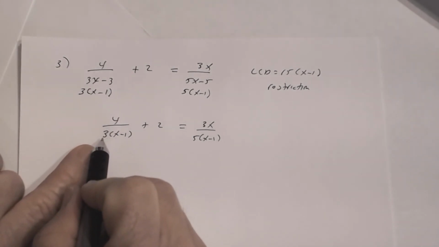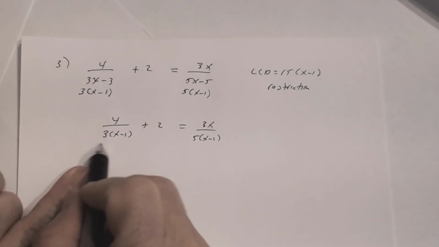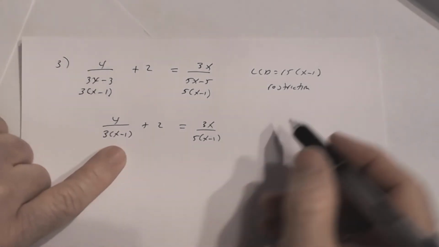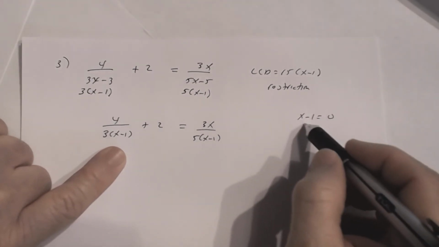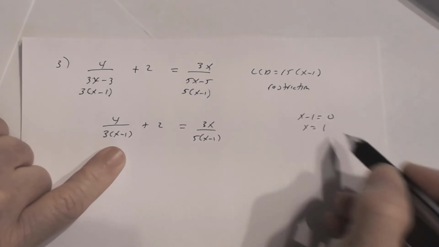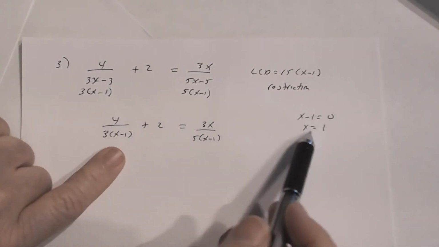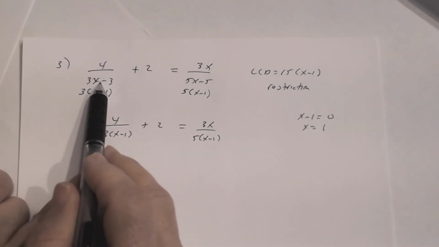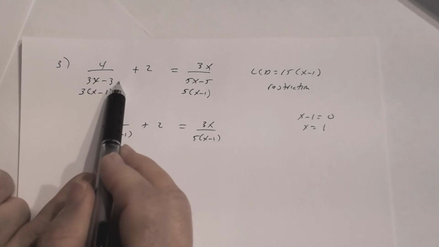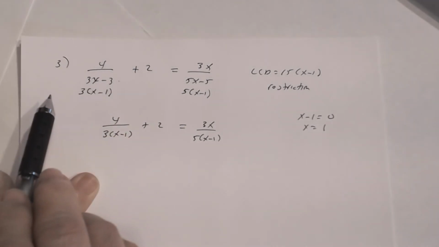So this factor is 3. Notice that that's never going to be 0. It's always going to be 3 right here. This factor is x minus 1. So let's think about when x minus 1 is equal to 0. So x minus 1 is equal to 0 and x is 1, correct? Because notice if I let x equal 1 and I substitute in the original, 3 times 1 is 3, 3 minus 3 is 0, and so I would have 4 divided by 0, which is undefined.